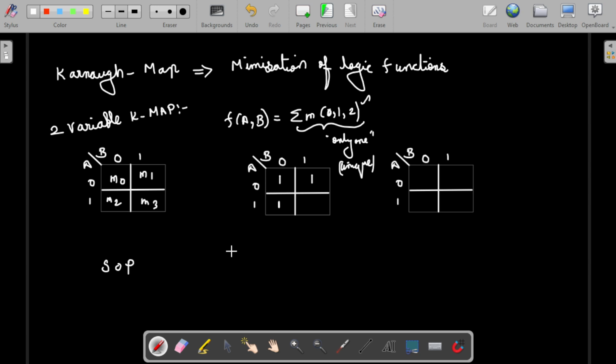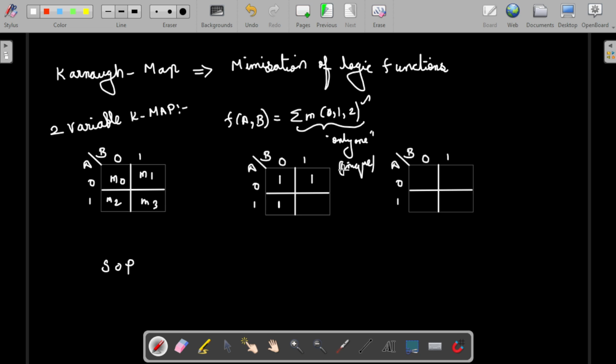The rules of grouping: take a grouping of the maximum possible adjacent cells. The priority is that if we find 8 cells as a grouping, we have to map it. If we find 4 cells as a grouping, we have to map it. Then 2 pairs and then single terms. Each min term must be covered at least once. Each min term needs to be covered in a grouping. We can remove the redundancy.